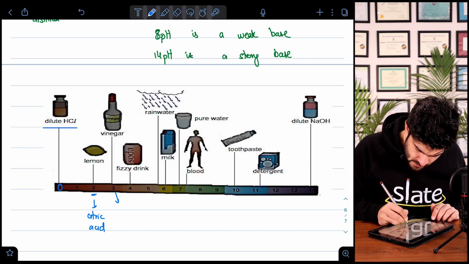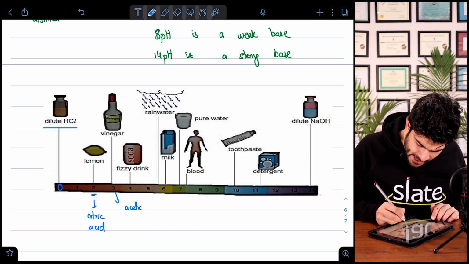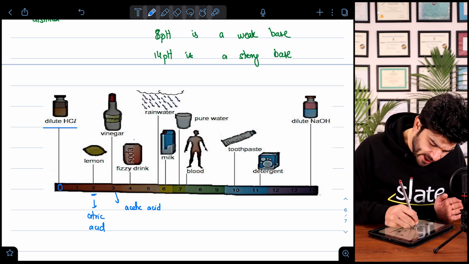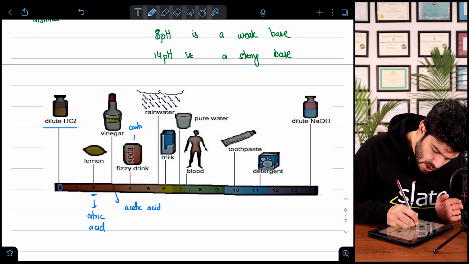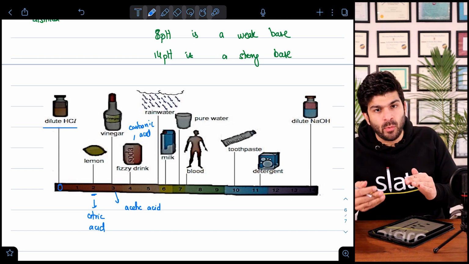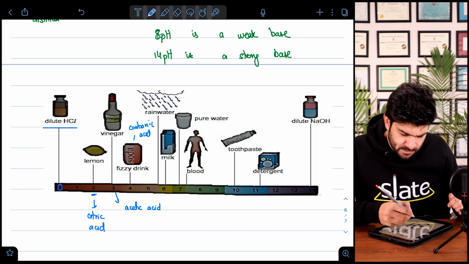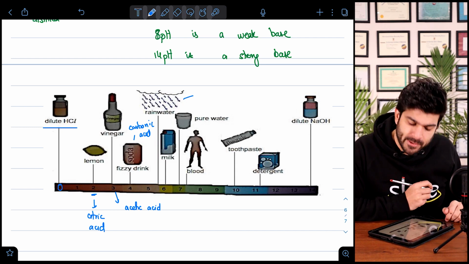Vinegar, acetic acid or ethanoic acid, going weaker. Fizzy drink, carbonic acid, weaker. Then rainwater, which is acidic rain that you will be studying in the next chapter, in the last chapter. Rainwater is also acidic.